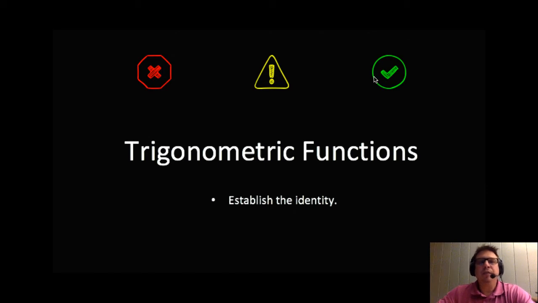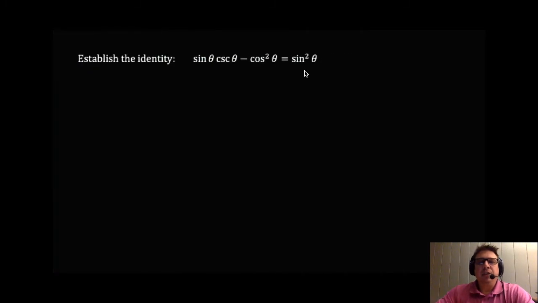So this is the first of 3 videos that we're going to go through and do today. We're going to do what's known as establishing the identity. We start with an equation, and it's our job to show that this left side and this right side are equal using the identities that we know.